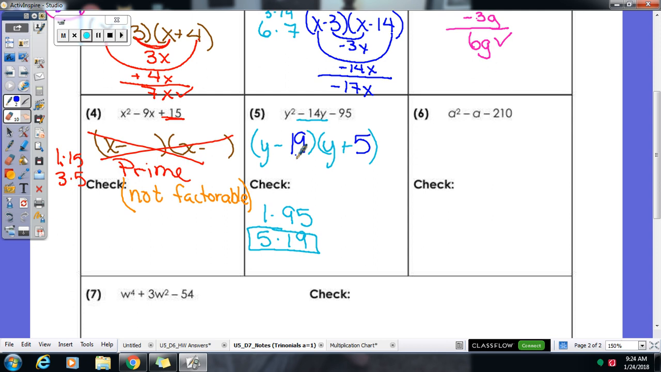So then when we do our check, little smile would be negative 19y. My big smile would be positive 5y. So when I add those, we do get our negative 14y.